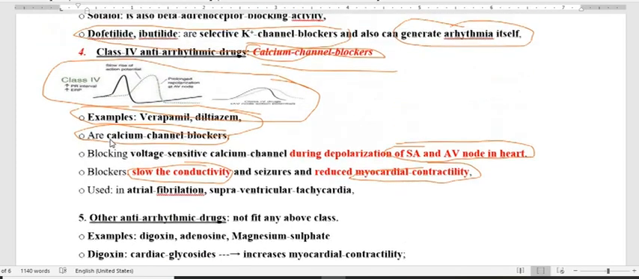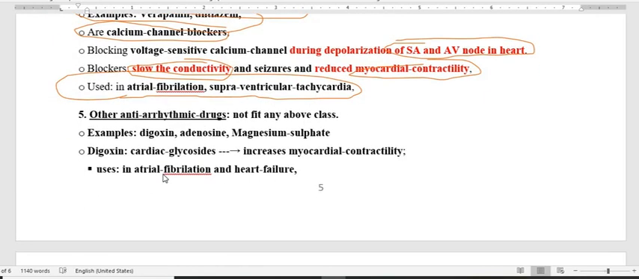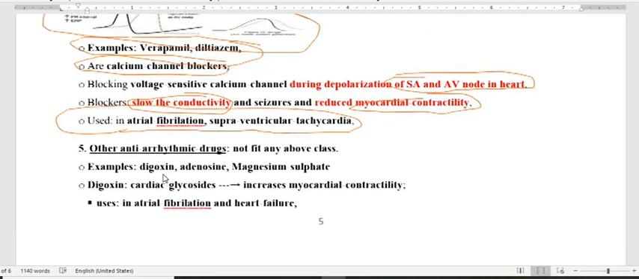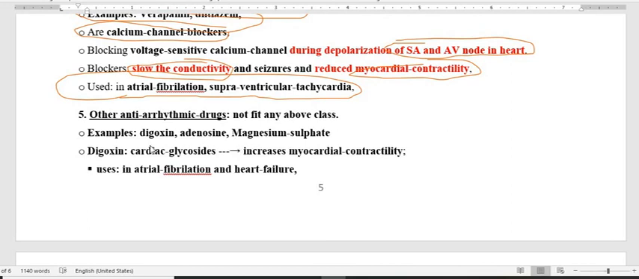The calcium channel blockers are used for atrial fibrillation and supraventricular tachycardia. The last group is the drugs that do not come under classes 1, 2, 3, 4, and these are digoxin, whose mechanism of action we already discussed under cardiac glycosides, which is used for atrial fibrillation and heart failure, and adenosine and magnesium sulfate.